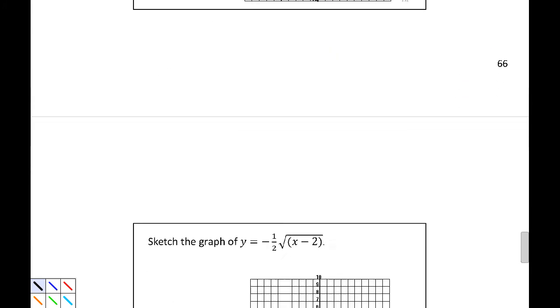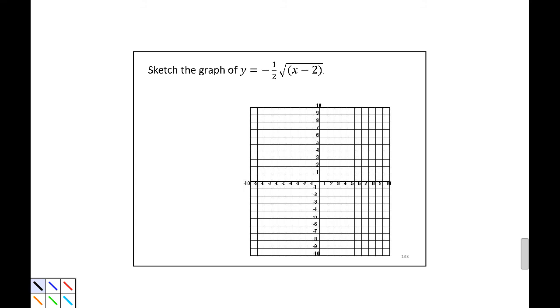Our next example: sketch the graph of y equals negative 1/2 times the square root of the quantity x minus 2. First, the parent function is f of x equals the square root of x. We'll begin with that. I'm going to go ahead and plot some points for that. That is 0, 0, 1, 1, 4, 2, 9, 3.